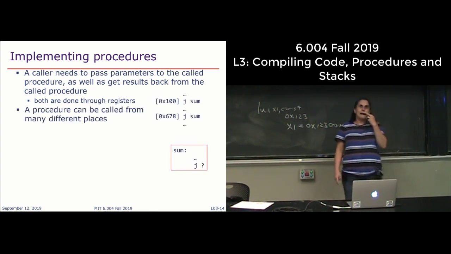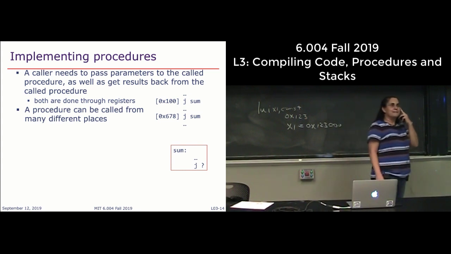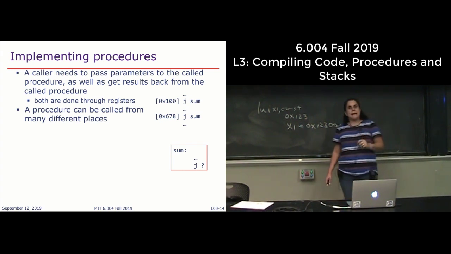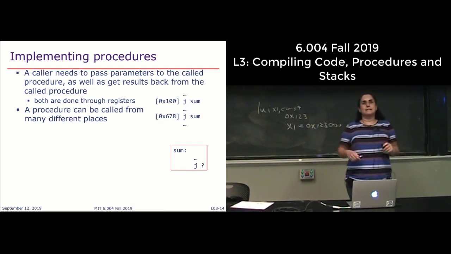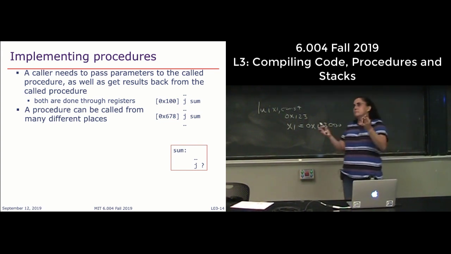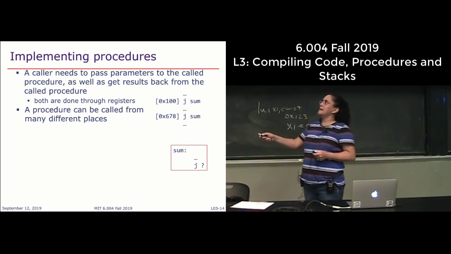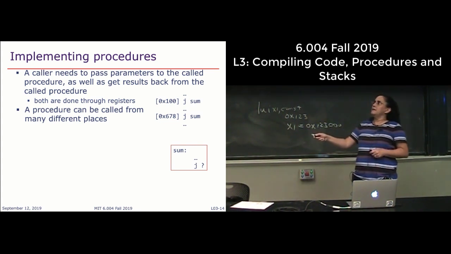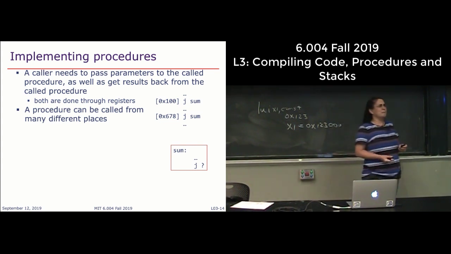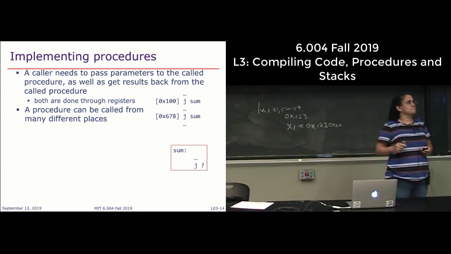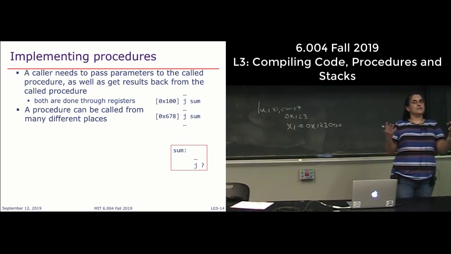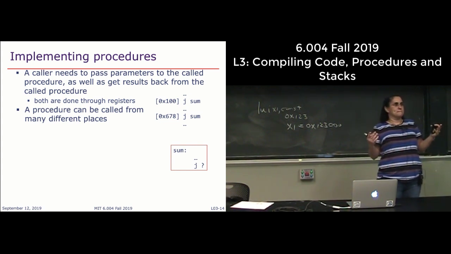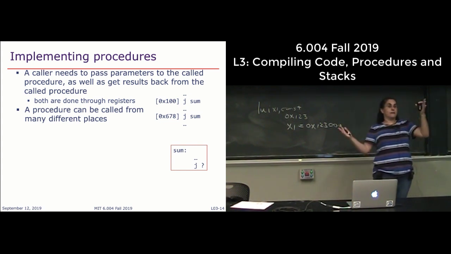All right, but now let's talk about this linking thing that we skipped last time. Okay, so suppose that I want to call this procedure, let's call it sum, and I want to call it multiple times from within my program, right? So I might call it here at address 0x100, and I might call it here at address 0x678. By the way, why am I talking about addresses here? Where are our instructions actually stored? Just like our data, they're stored in memory.